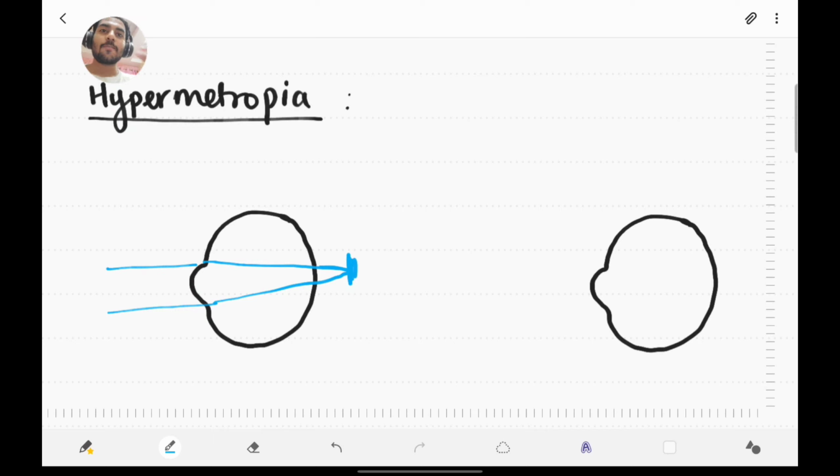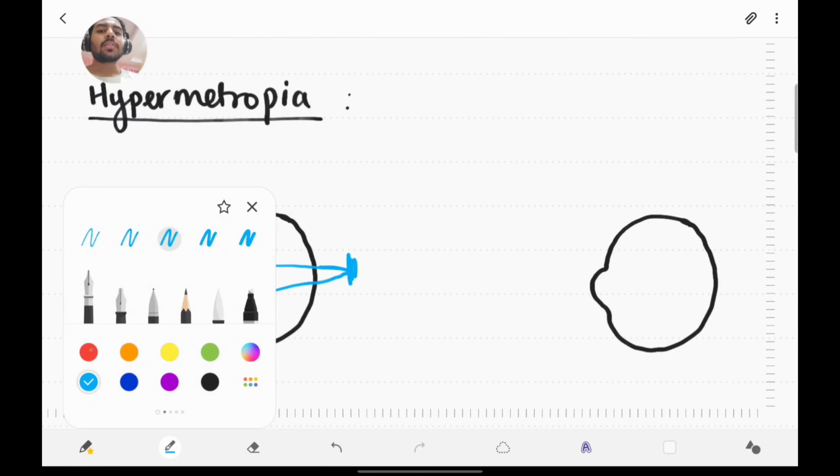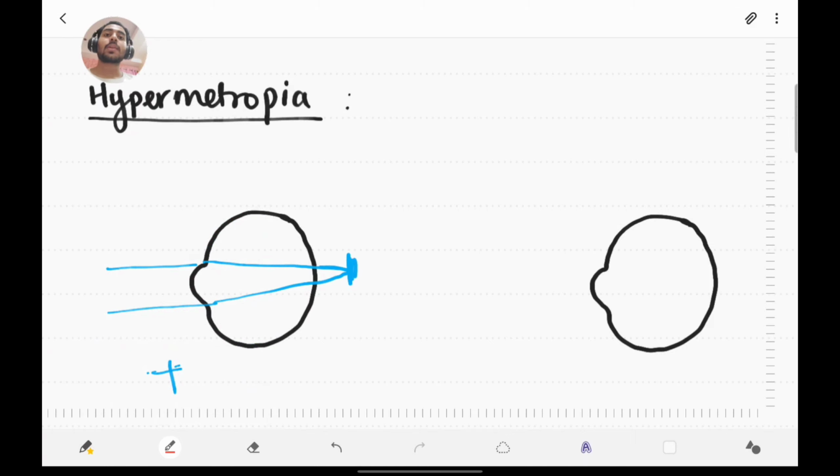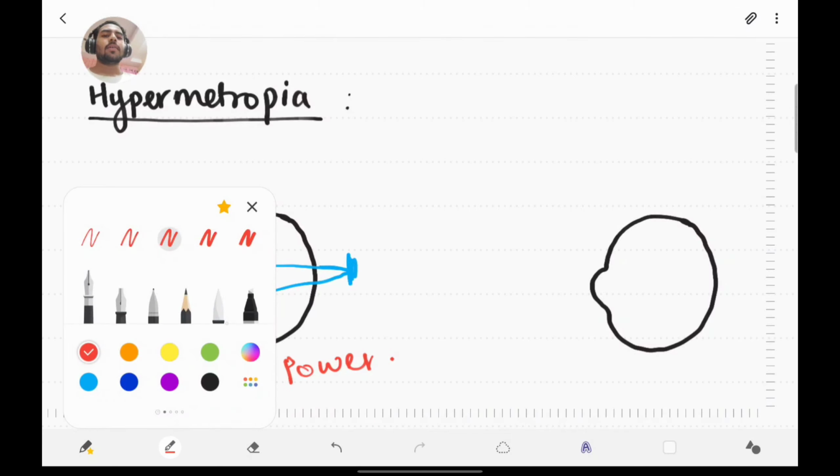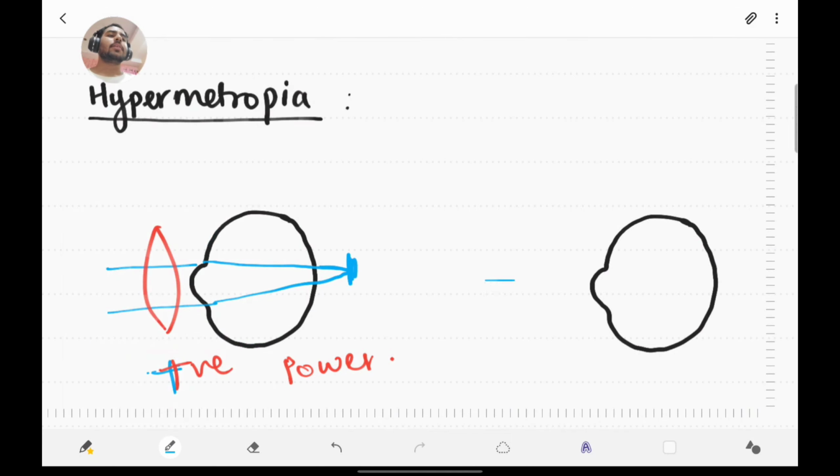Now here you need to help the eye to focus, to converge those rays of light on the retina. You need to aid it. You need to add a power, right? So what lens is going to add the power? You're right. It's a convex lens. Convex lens is going to add the power. The same thing is going to happen when the object is near.